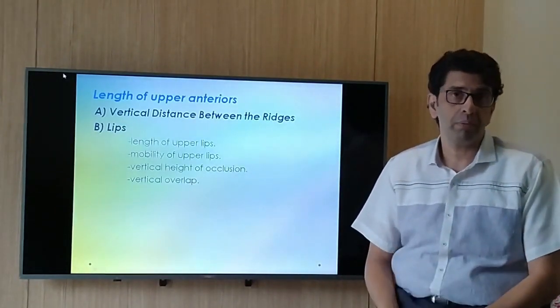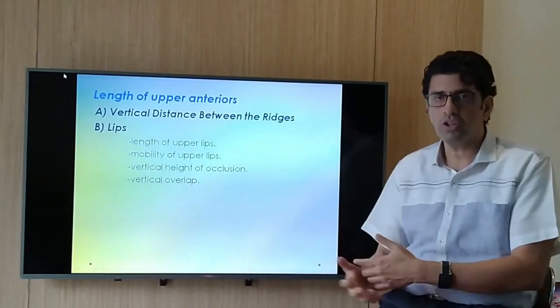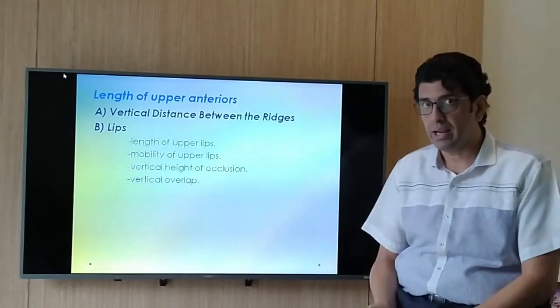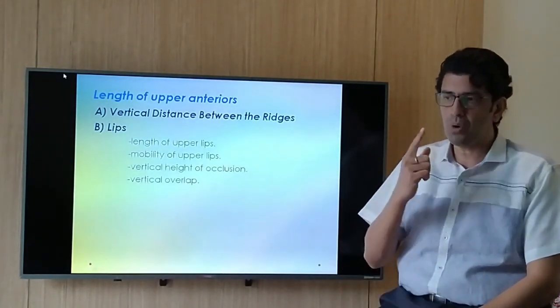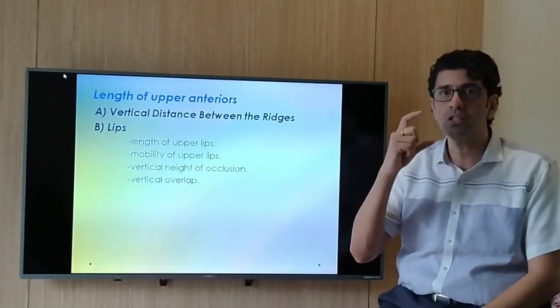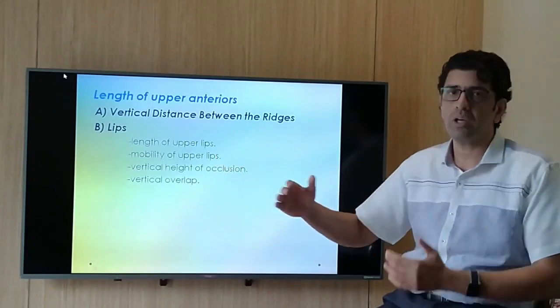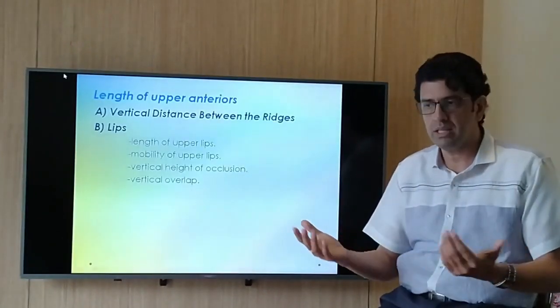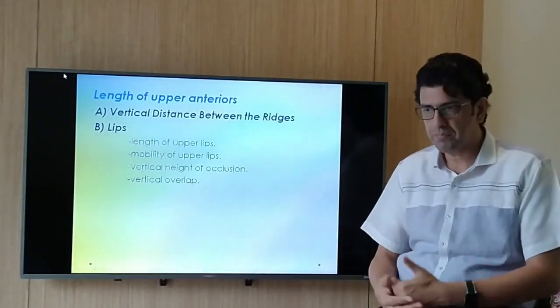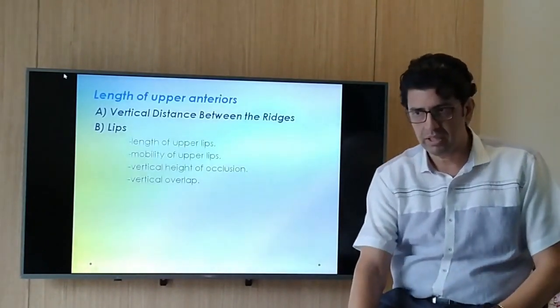Coming to length of the upper anterior teeth, we talked about the width, we talked about different things, we talked about the length. We have two parameters we want to remember. One is the vertical distance between the ridges, and the second one is the lips. With regard to lips, we got to look at the length of the upper lips, the mobility, the vertical height of occlusion, and the vertical overlap when it comes to lips.